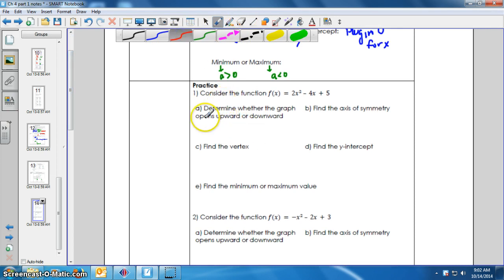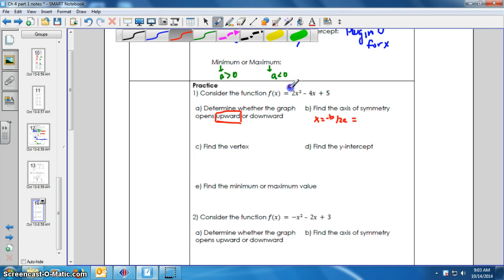So for our opening upward or downward, we can just look at our a. So if it's positive, well, we know it's going to open upward. Kind of circle that. There we go, boxed in. All right, find the axis of symmetry. So that's when we want to find our x. So we are going to use that negative b over 2a.